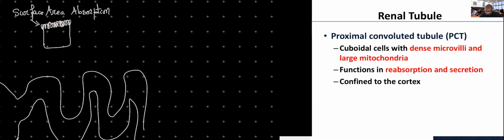Another characteristic of the cuboidal cells lining the proximal convoluted tubules is that they have a large number of mitochondria. And if you remember, mitochondria are responsible for the generation of ATP, which is the form of energy that the cell is going to be dealing with.